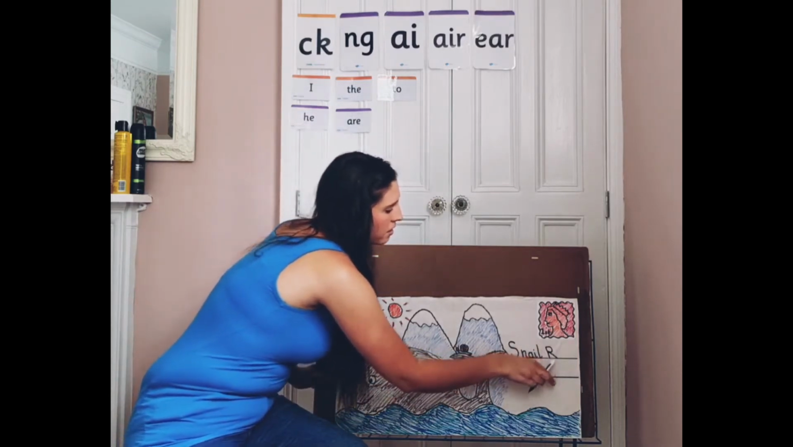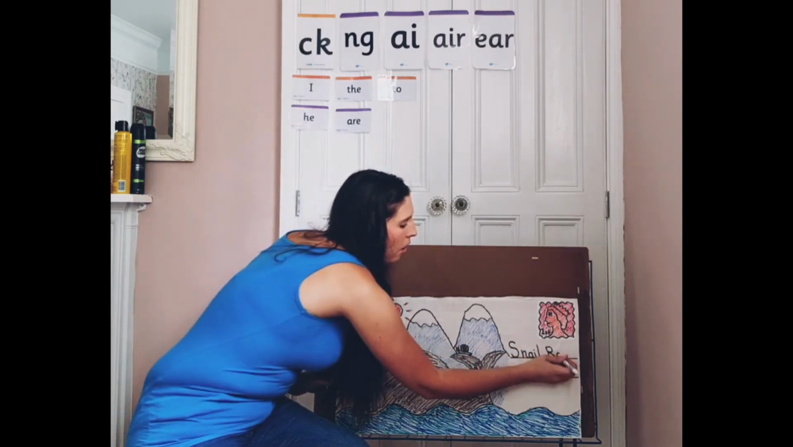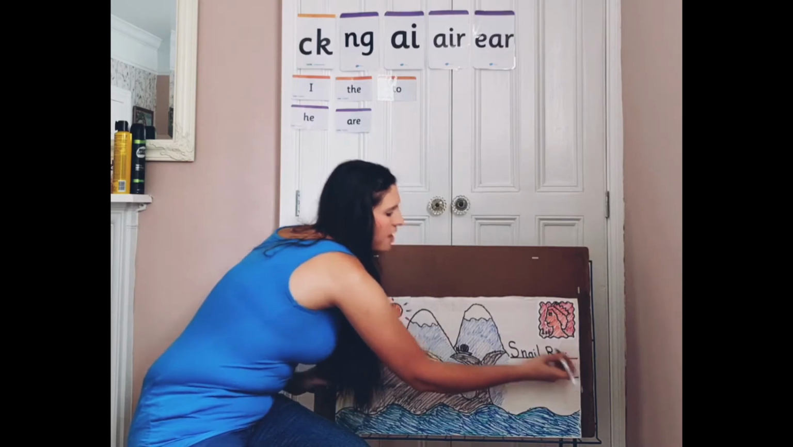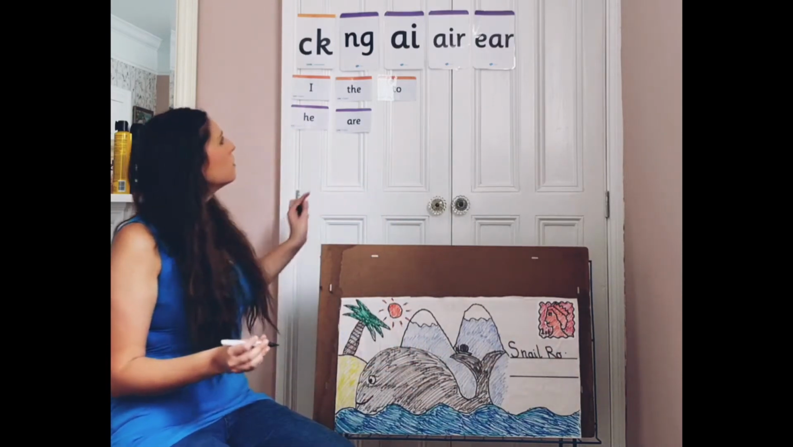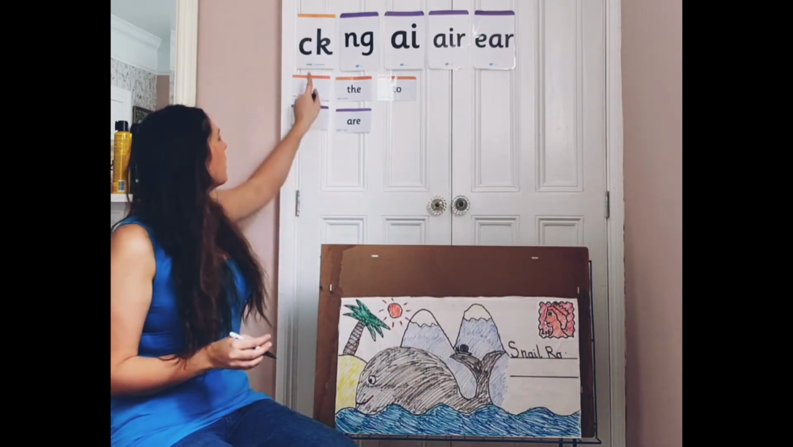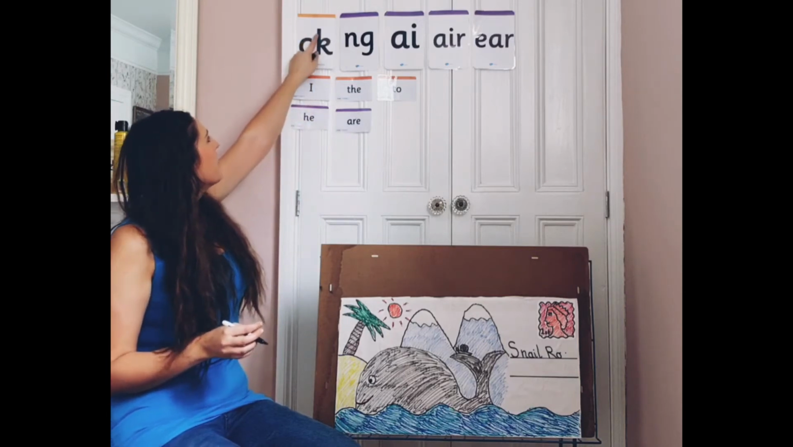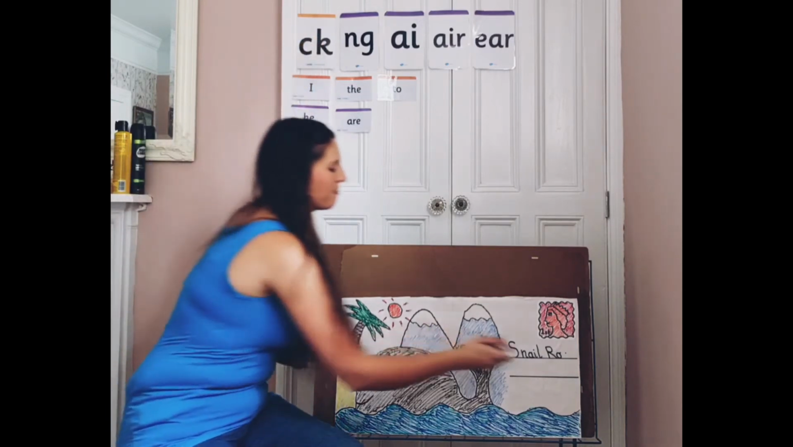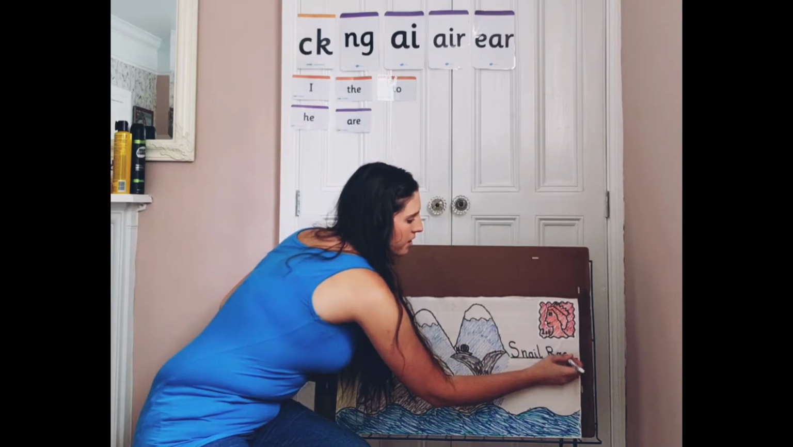So snail, R, O, and then my K sound, or it's actually our double K. It's up here, it's the curly K and then the kicking K, okay? Or digraph K.